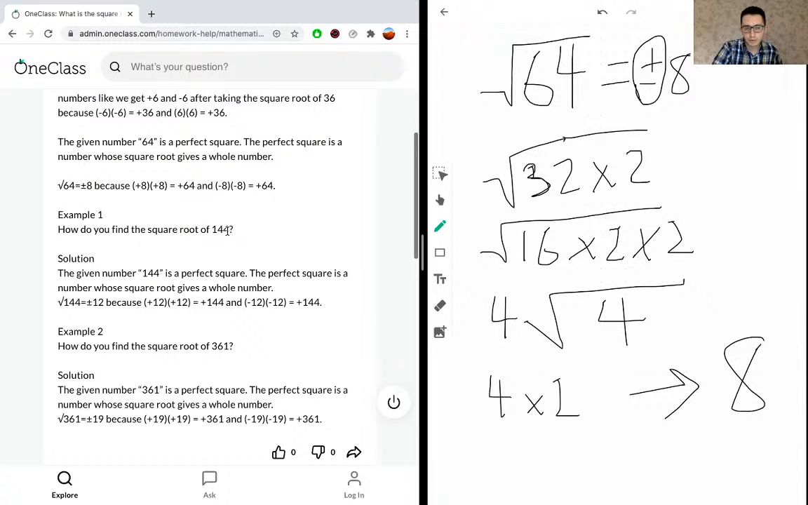So how do you find the square root of 144? Use a similar idea and simplify out to get 12. You can also see that positive 12 times positive 12 is positive 144, and negative 12 times negative 12 is also 144 because the negatives cancel out. That's why we have a positive and negative over here, because we know that negative 8 times negative 8 is also 64.